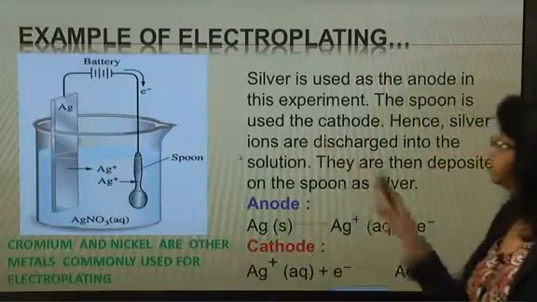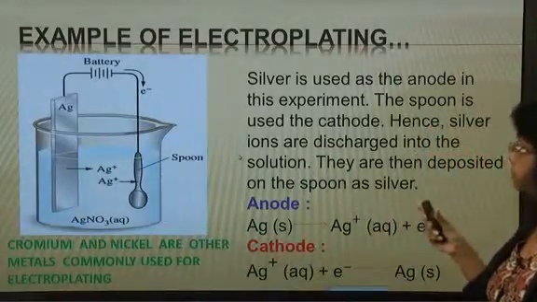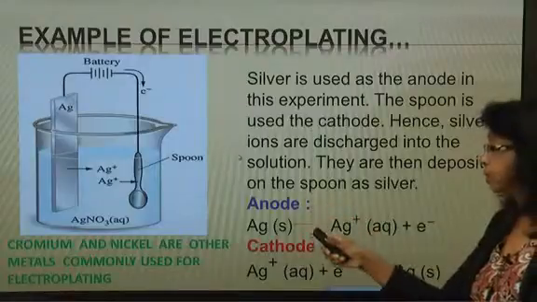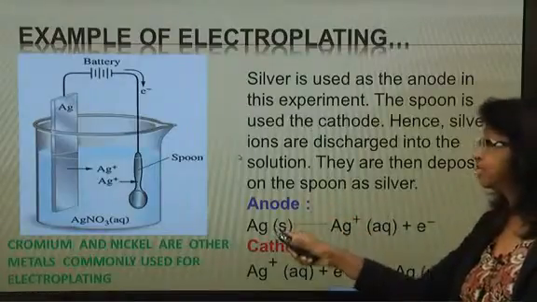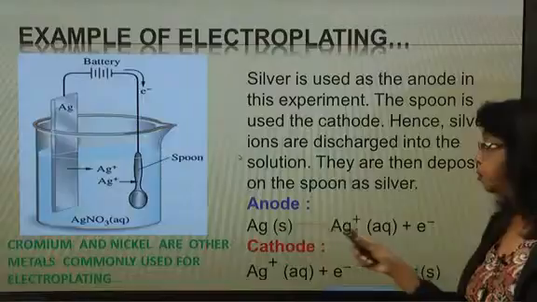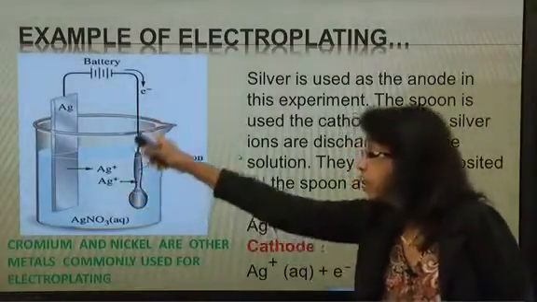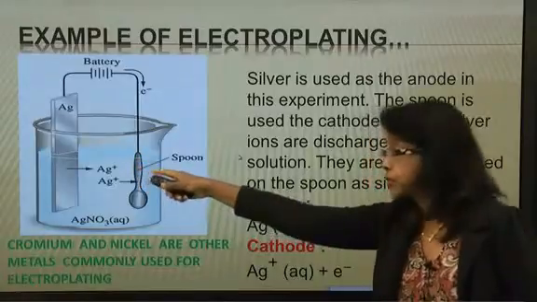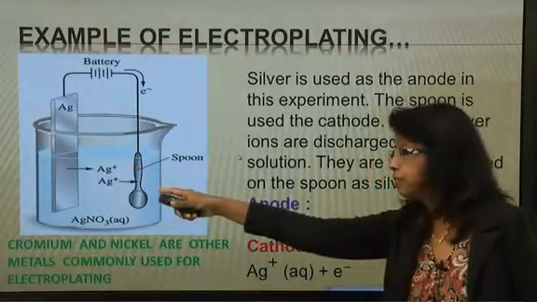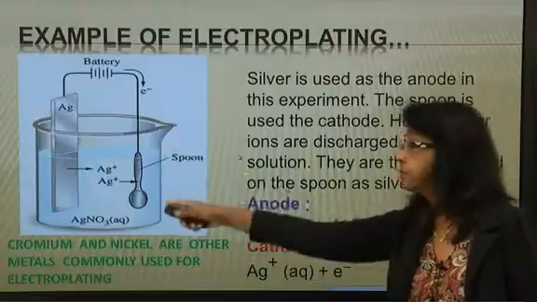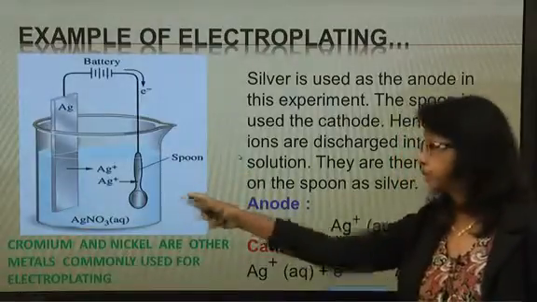Okay? Let's look at the reaction that's going to take place at the anode. The silver is going to be an active electrode, so it is going to go into ions. It forms ions. Can you see that? Ag is going to form Ag+. And this Ag+ will then move to the surface of the spoon, which is serving as a cathode.